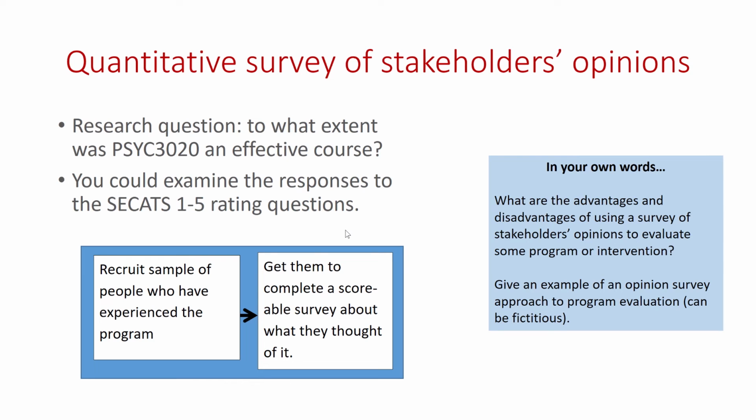In your own words, what are the advantages and disadvantages of using a survey of stakeholders' opinions to evaluate some program or intervention? So, the advantage is that it's much easier to do this than any of the quasi-experimental or experimental ways of evaluating performance. I have done that for courses as well, but obviously the hard bit there is getting an appropriate control group. So it's much easier just to basically ask you what you thought. But the disadvantages are that with a survey like this, it does rely on whether the stakeholders actually have sufficient insight as to what makes an effective course or doesn't make an effective course.